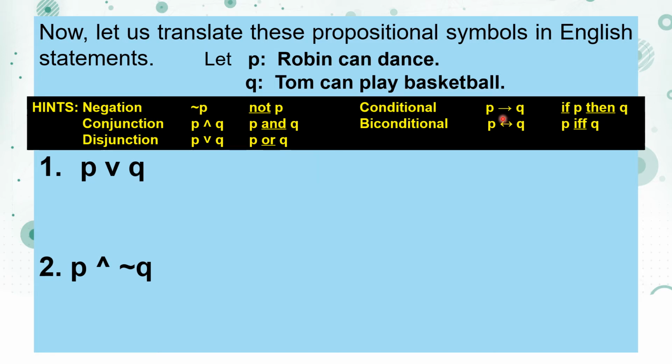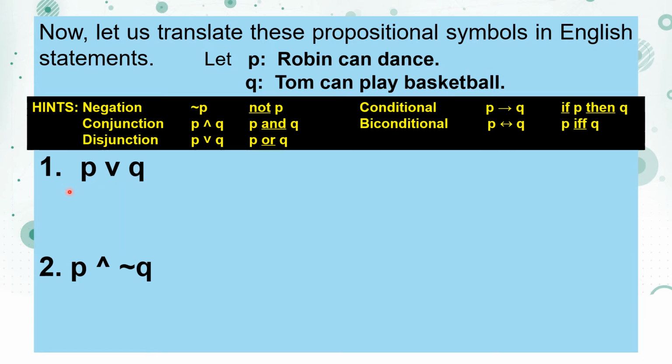At pag ang symbol naman natin ay ito, it is conditional. So we read this as if P, then Q. So ang keyword natin pag ito ang symbol ay if, then. Next, pag ganitong symbol naman, ito ay biconditional. At ang keyword natin ay IFF, or this can be read as if and only if. So we read this symbol as P if and only if Q.